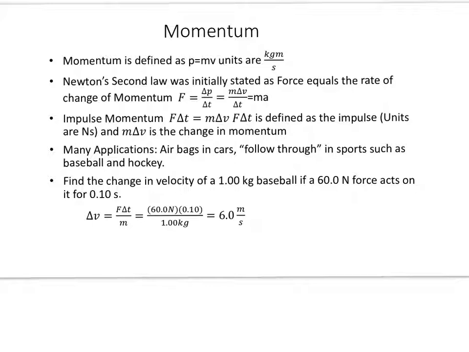Okay, a quick example here. We want to find the change in velocity of a 1 kilogram baseball if 60 newtons acts upon it for a period of 0.1 seconds. So we're going to use this impulse momentum equation. We're going to solve for delta v. That equals F delta t divided by m. We plug in the appropriate numbers, and the change in velocity of the baseball is 6 meters per second.